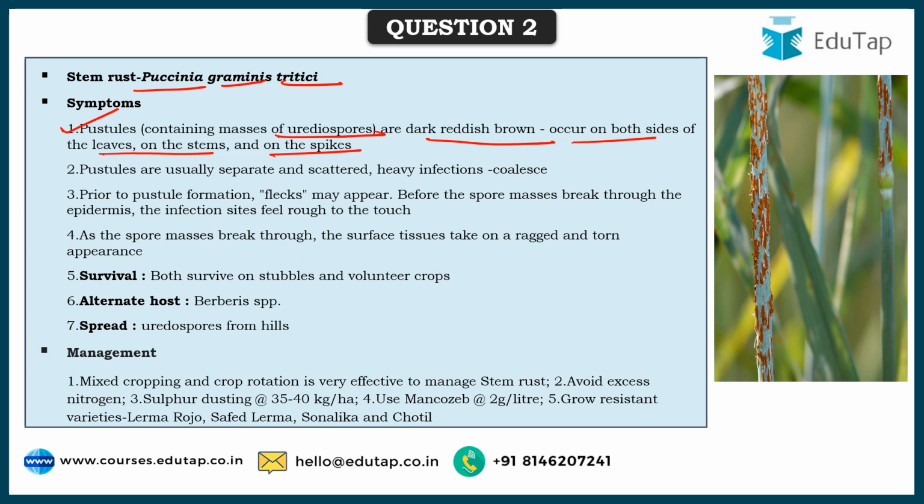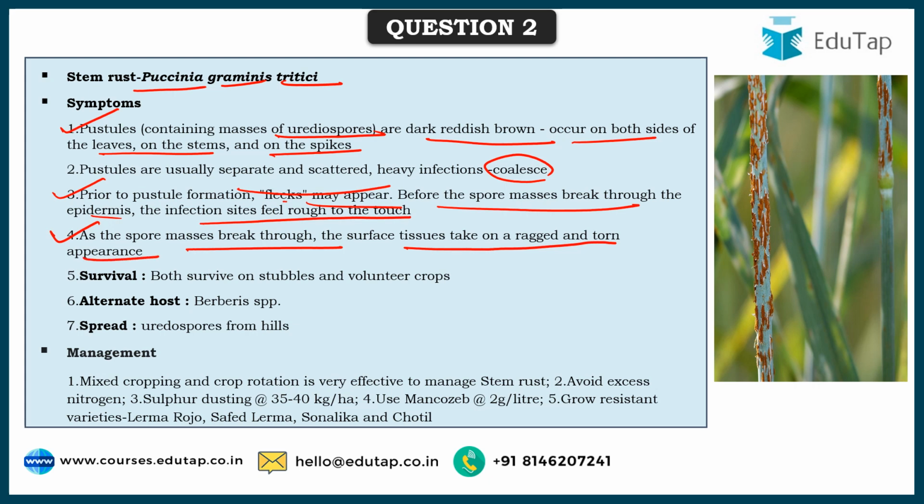As you can see here, these are the pustules, and these are usually separate and scattered, but during heavy infection they coalesce, they club together. And prior to pustule formation, flecks may appear, and before the spore masses break through the epidermis, the infection sites feel very rough to touch. As the spore masses break through, the surface tissue takes on a ragged and torn appearance. See, once they break through, it will become thin, papery, right, and ragged, and sometimes it will look like thorny leaves.